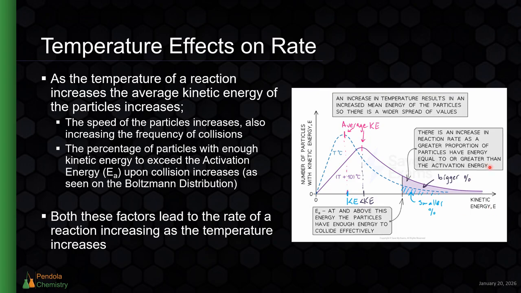So the Boltzmann distribution helps us visualize the kinetic energy of the particles that are reacting, and why the rate of a reaction is going to increase along with temperature, because more of the collisions are going to lead to successful collisions, because a higher percentage of the particles have higher than the activation energy.